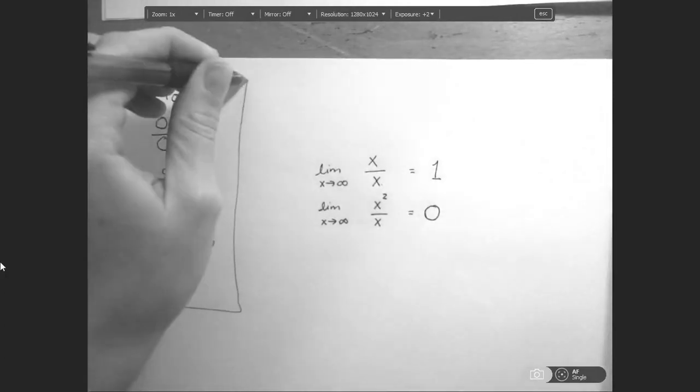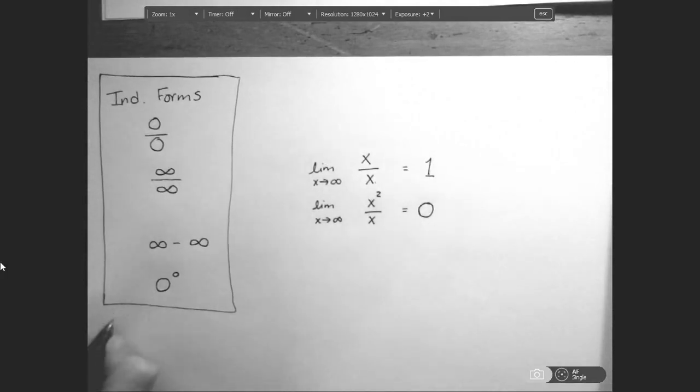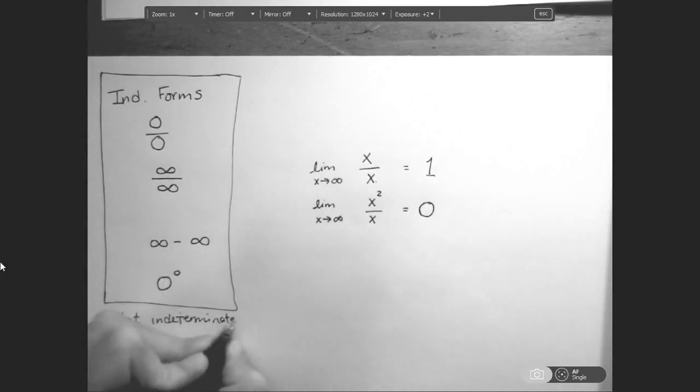I want to contrast that with some examples that are not indeterminate forms. Not indeterminate forms.